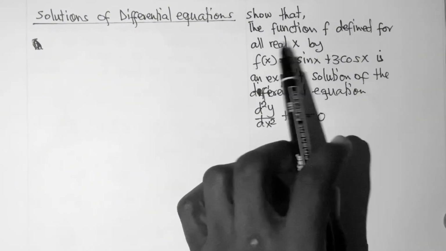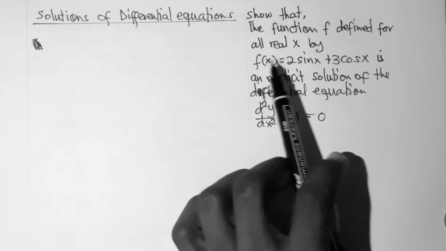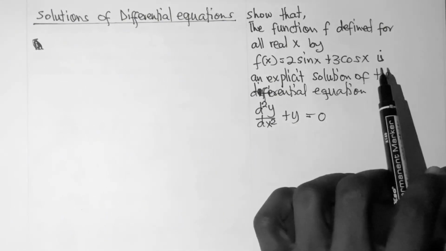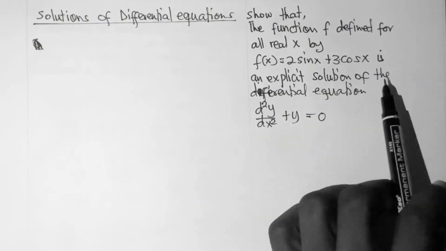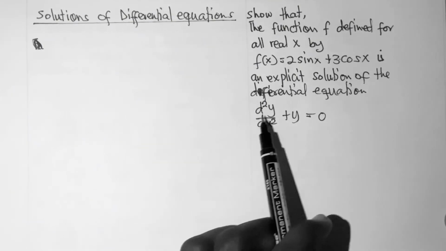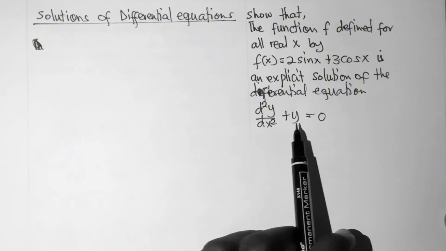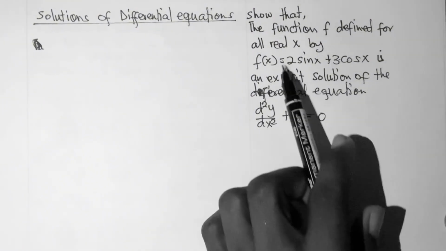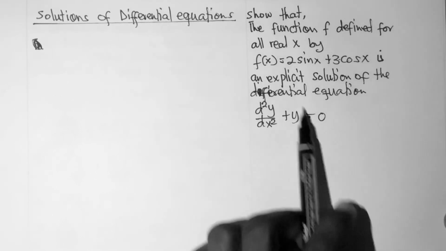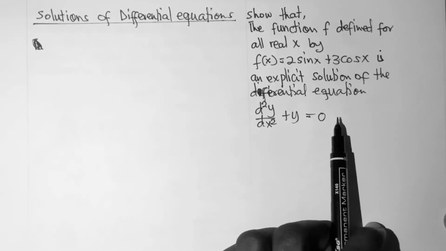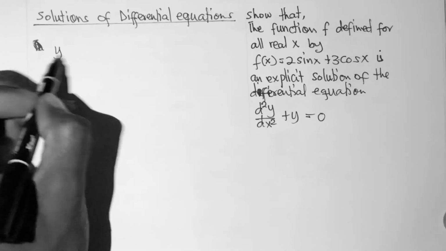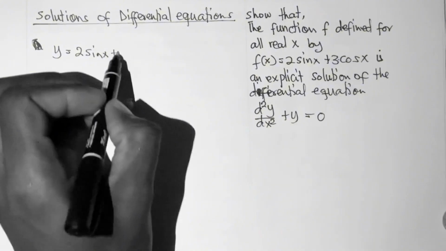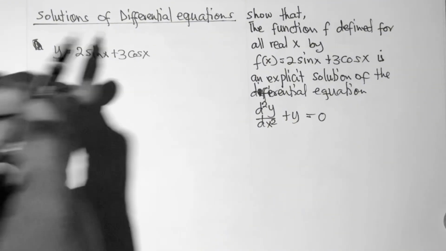So it says, show that the function f defined for all real x by f of x equals 2 sine x plus 3 cos x is an explicit solution of the differential equation d squared y dx squared plus y equals 0. So what it means is that if we take this function and we apply this differential equation to it, we must get 0. So let y be equal to 2 sine x plus 3 cos x.